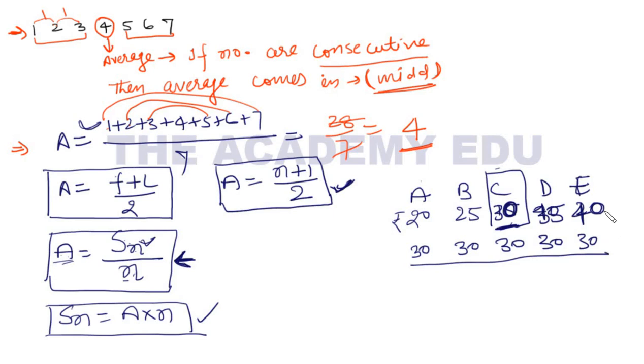If you add it, you will find the same. See here, 30, 30, 30, 30, 30 gives 150. This is 150, and add this one, here you also get 150.